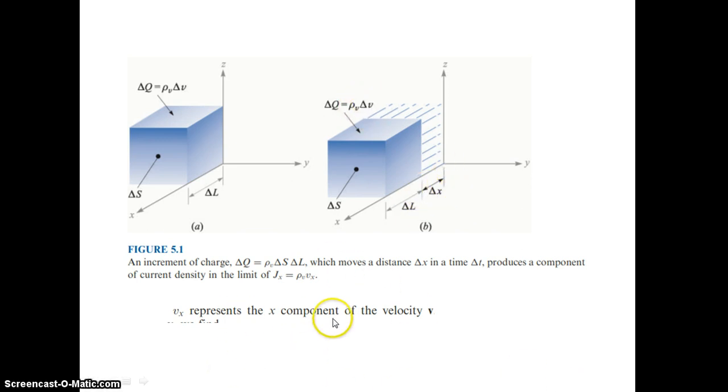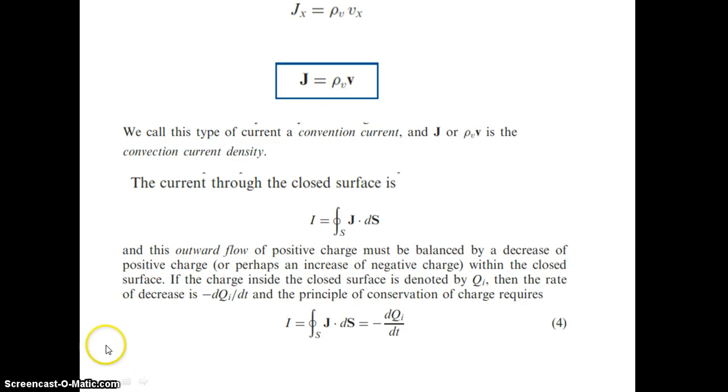So Vx represents the x component of the velocity, as it is moving in the x direction. So Jx equals rho v into Vx, where rho v is the charge density and Vx is the velocity. So J equals rho v into V. We call this current a convection current, and J equal to rho v V is the convection current density.